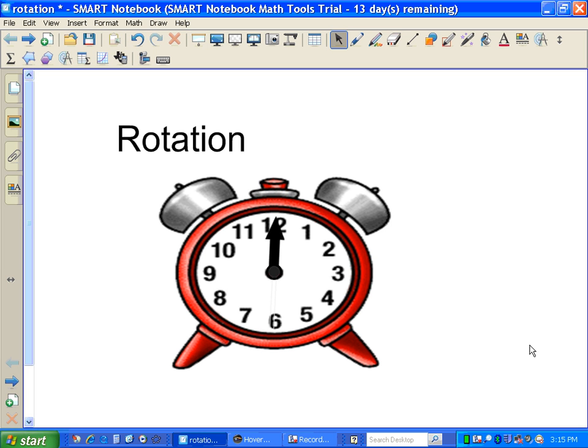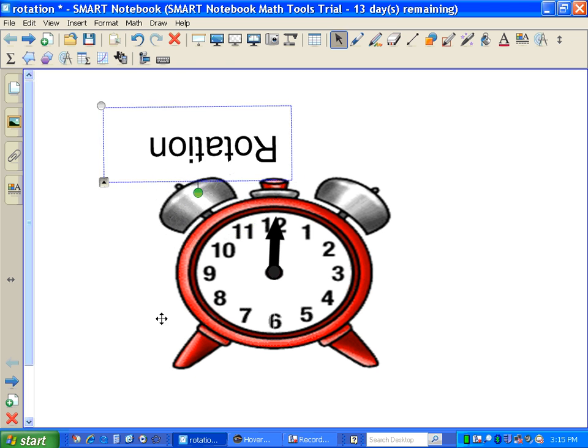Alrighty, we're ready to roll here for another day with more stuff. The topic today is rotation. There it is. Let's do that again because that was kind of fun.